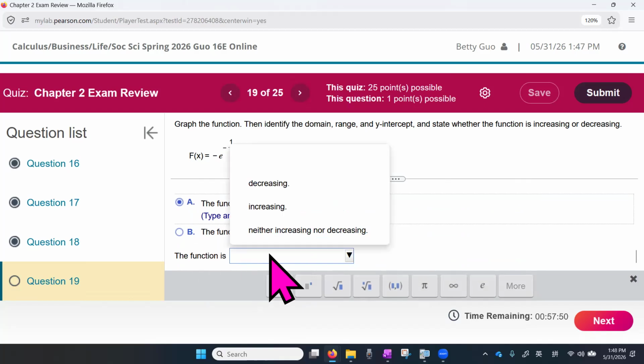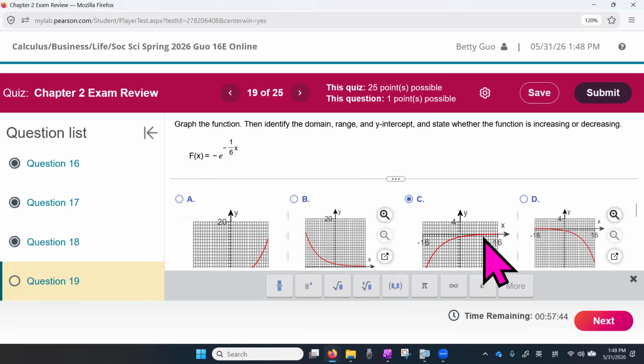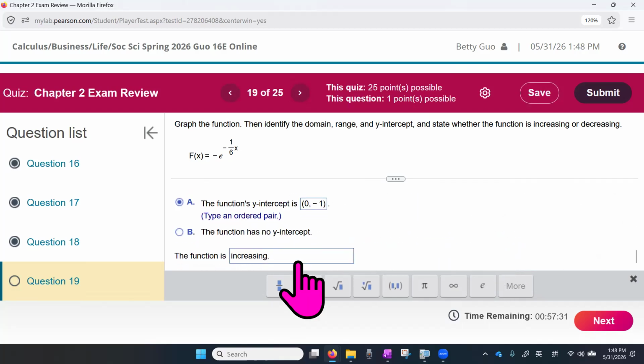The function is increasing. Once you have the graph ready, you can identify the domain, range, intercept. We got the y-intercept earlier, and whether it's increasing or decreasing from the graph. Double check your entry.